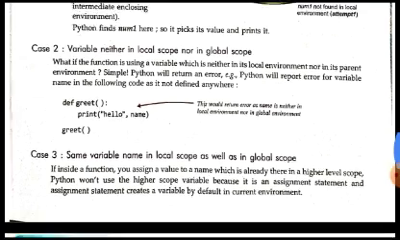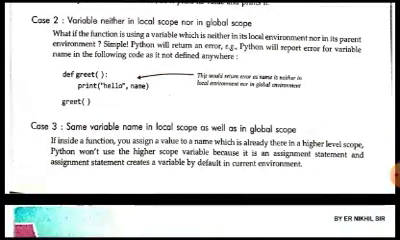If inside a function you assign a value to a name which is already there in the higher level scope, it means in the global scope also. Okay, Python won't use the higher scope variable because it is an assignment statement, and assignment statement creates a variable by default in current environment. तो जब भी हम assignment operator यूज करते हैं तो क्या करता है, by default एक नया ऑब्जेक्ट क्रिएट होता है ना.